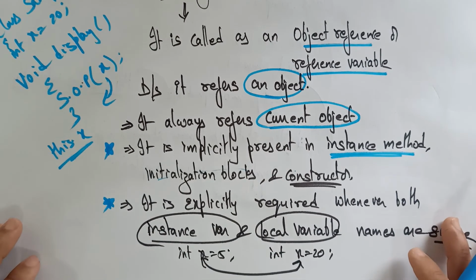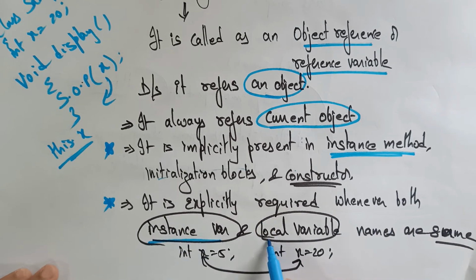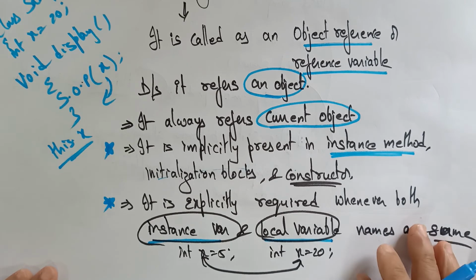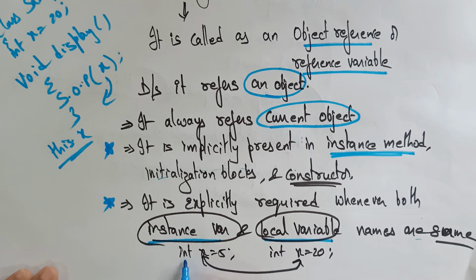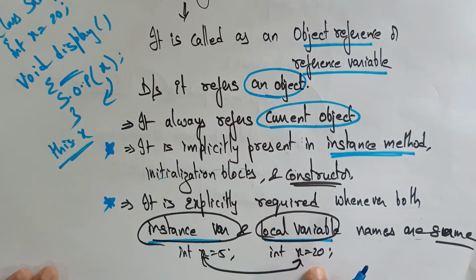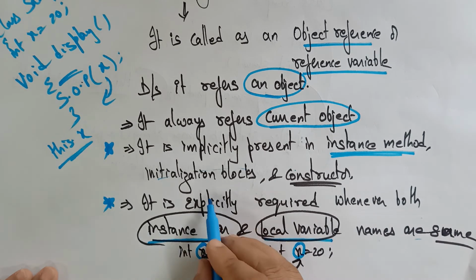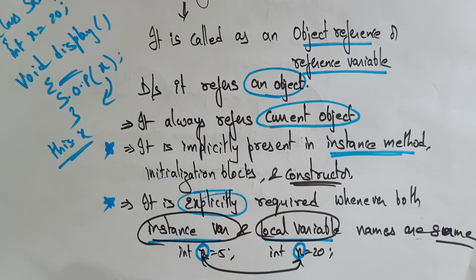So when to use it explicitly? It is explicitly required whenever the instance variable and the local variable names are the same. Here the instance variable is int x equal to 20. If you also declare a local variable int x equal to 5, or 10, but the variable name is the same, then whenever the instance variable and local variable names are the same, you have to mention the this keyword explicitly, because the compiler has to know which variable's value has to be printed.